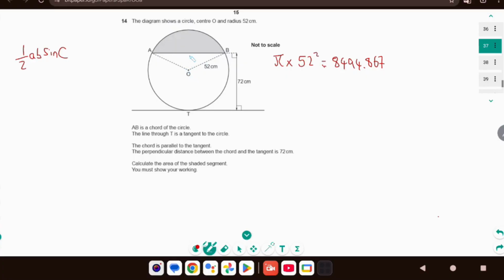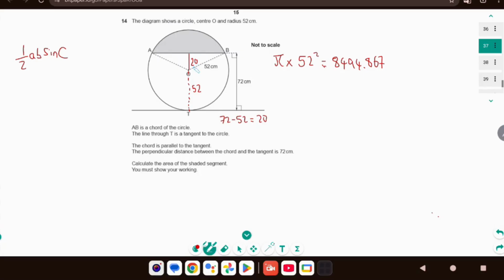But I've just noticed I can work out this vertical length of the triangle because it's 72, take away 52, because that is a radius there and that is 52 centimetres. So 72 take away 52 is 20. Because that's 52, this has to be 20, the height of the triangle.